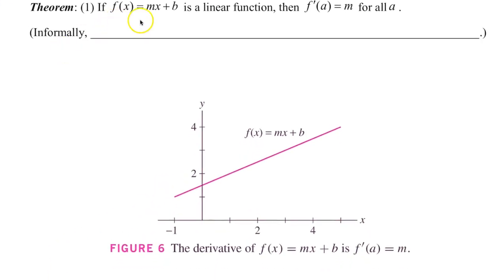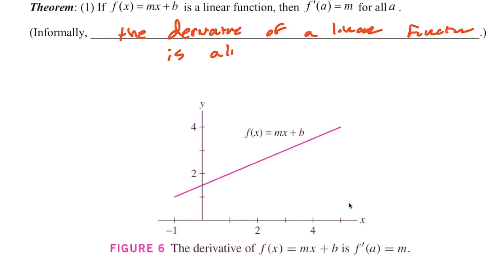Theorem. If f of x equals mx plus b is a linear function, then f prime of a is m for all a. So let's just think about that for a second, right? We have a picture here. They're saying, hey, if you have a linear function, mx plus b, the derivative is always the slope. The derivative of a linear function is always the slope of the line.